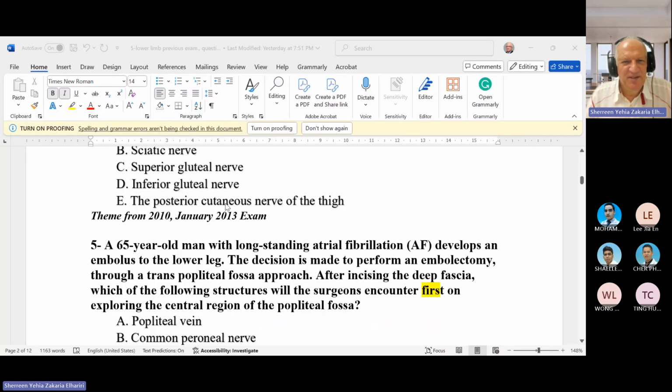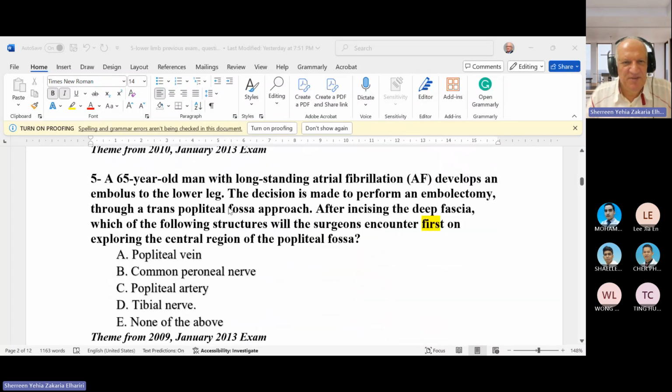Okay. So next question, also in the popliteal fossa, so you can read it. A 65-year-old man with long-standing AFib develops an embolus in the lower leg. The decision is made to perform an embolectomy through a transpopliteal fossa approach after incising the deep fascia. Which of the following structures will the surgeon encounter first when exploring the central region of the popliteal fossa? Will be the popliteal vein.